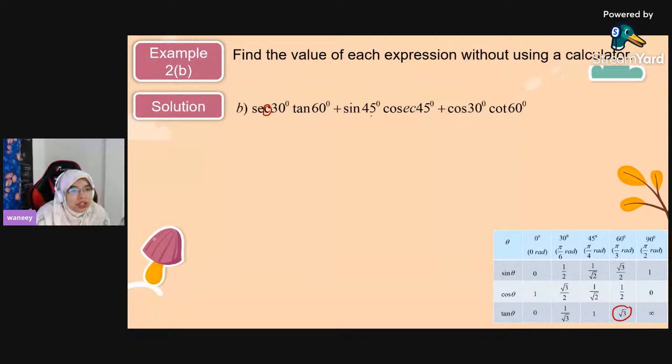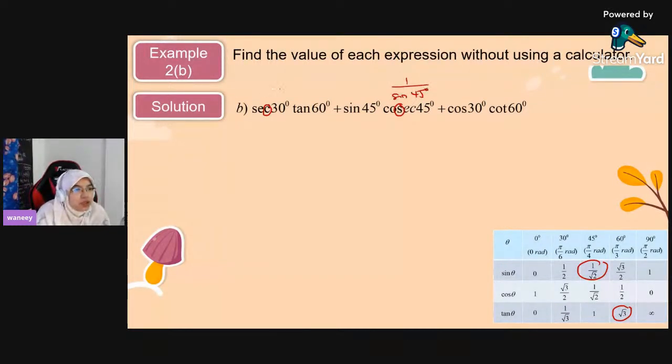And then sine of 45, we have sine of 45 over here. And then cosecant, so 1, 2, 3, we got s over here, so 1 over sine. So cosecant of 45 degree is 1 over sine of 45 degree.